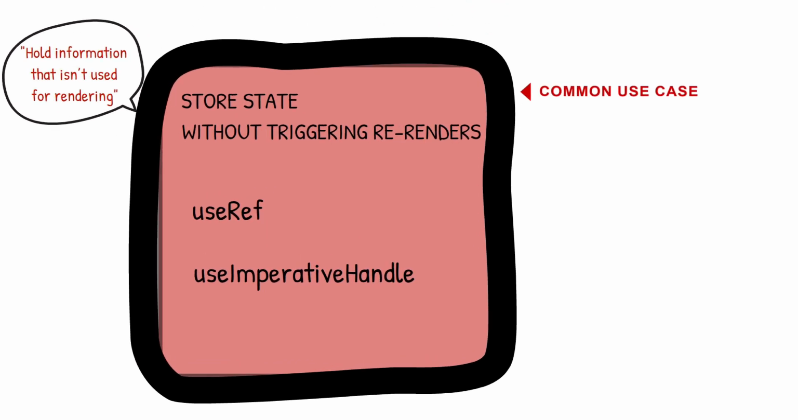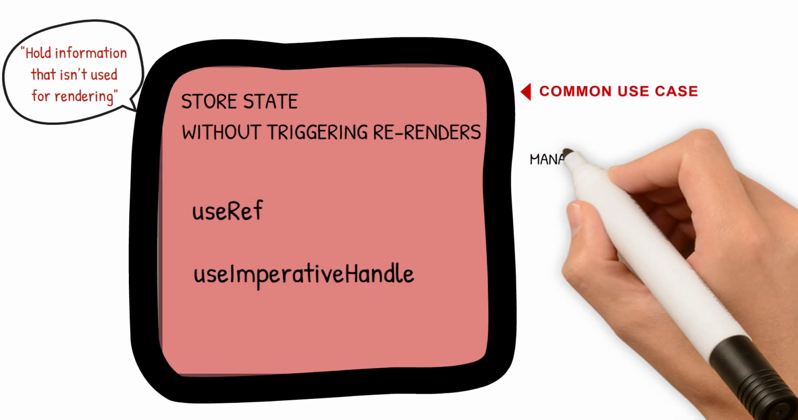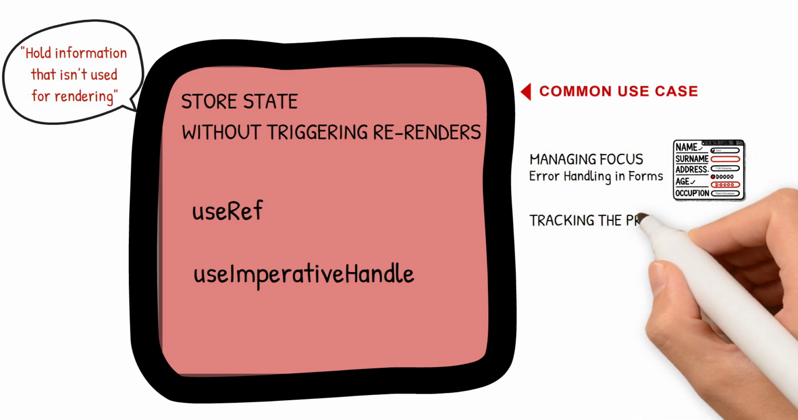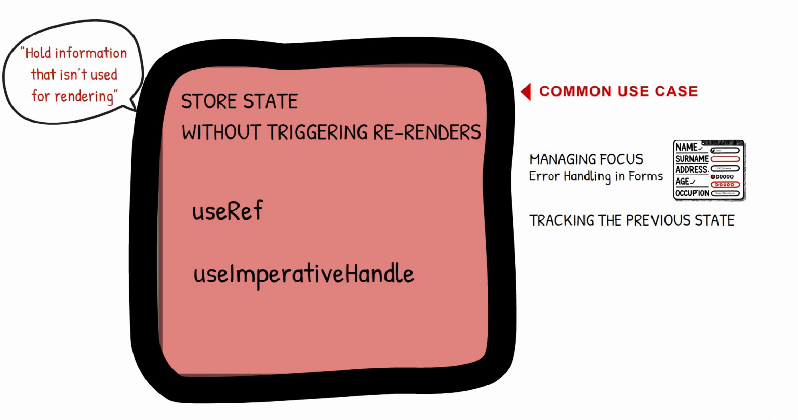A great use case for the useRef hook is managing input focus, such as handling errors in forms. If a user submits a form with missing or incorrect information, useRef can set the focus on the field that needs attention. Another common use case is tracking the previous state. For example, when building a stopwatch, we use useRef to remember when the button was clicked the first and the second time without causing the button itself to re-render on each click.